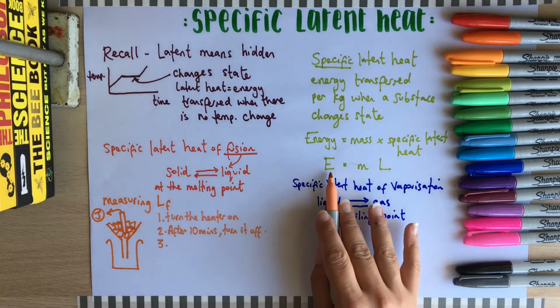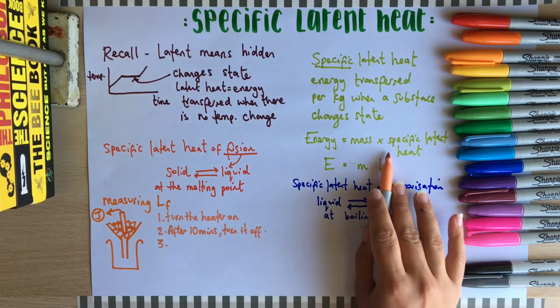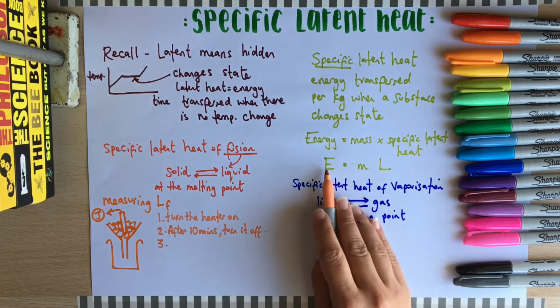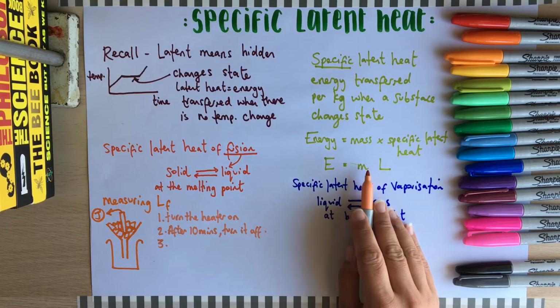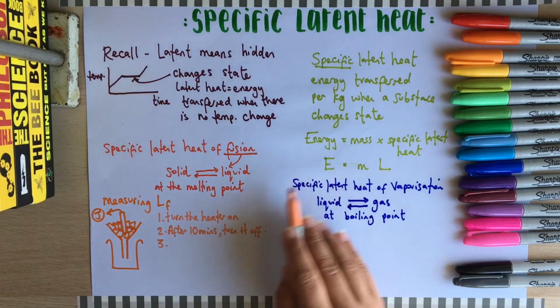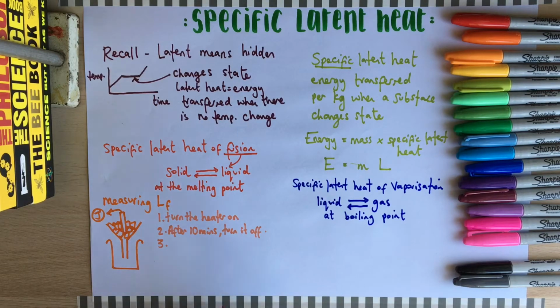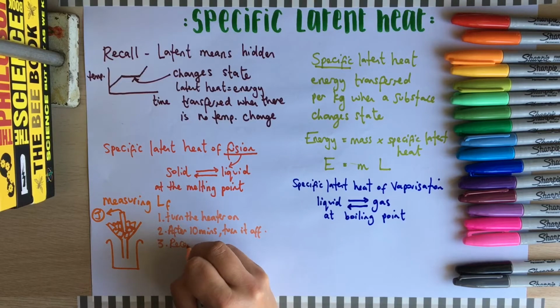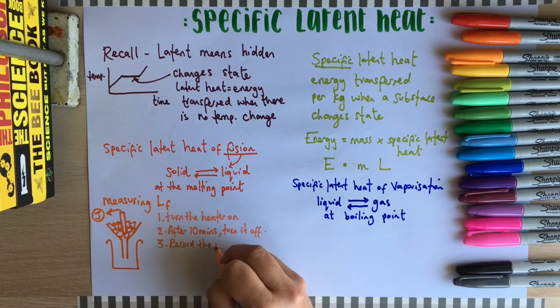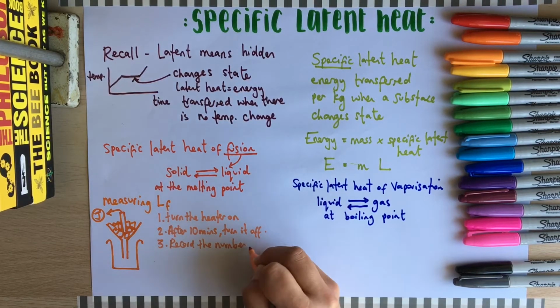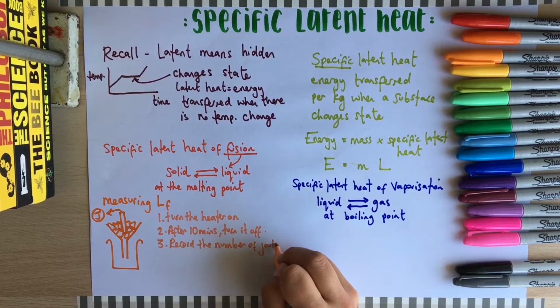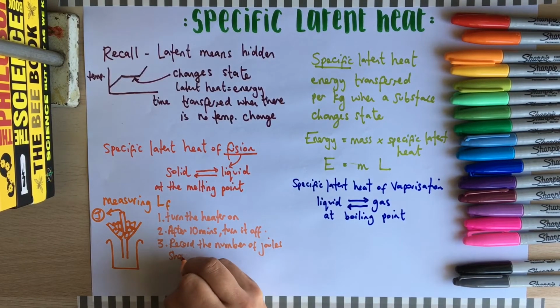If we look to our equation, if I want to work out L, I need to know E and I need to know M. The way that I'm going to find out E, the energy, is by looking at my joule meter. So I would record the number of joules shown on the joule meter.